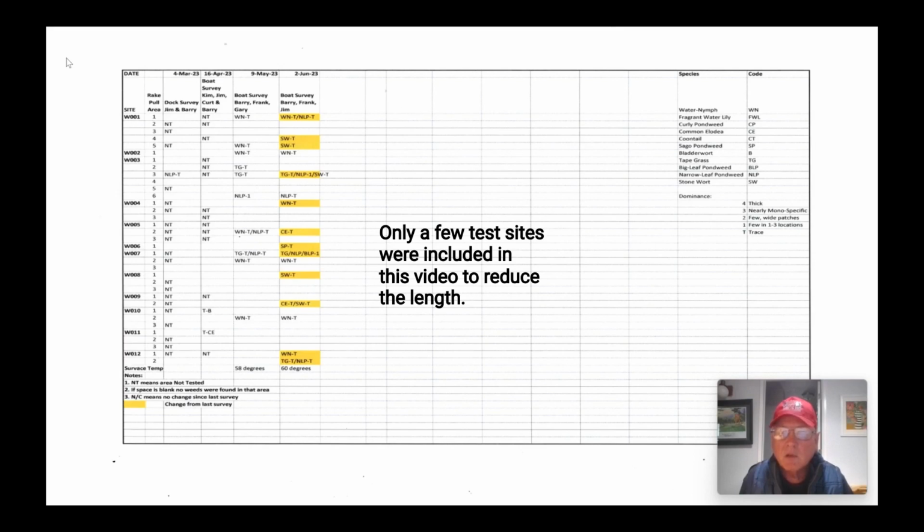So with that, that's how you actually conduct a survey, put your information together, and report it.